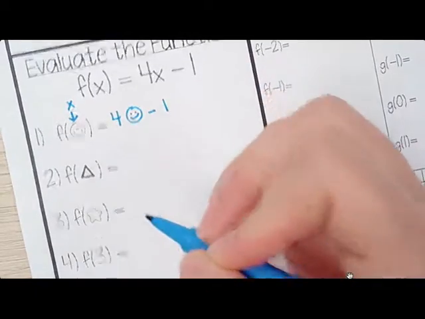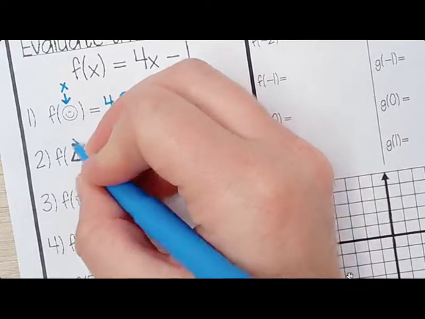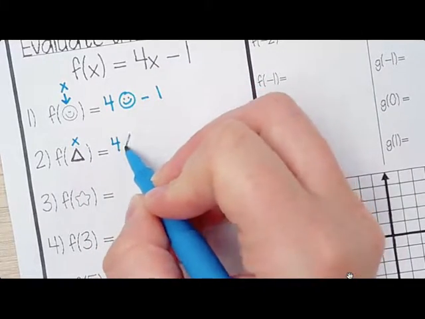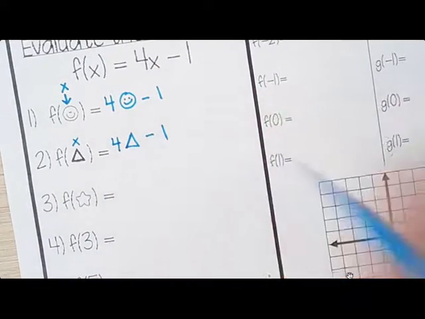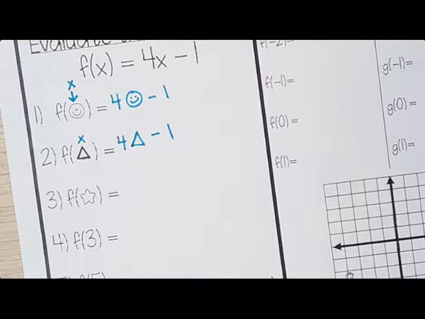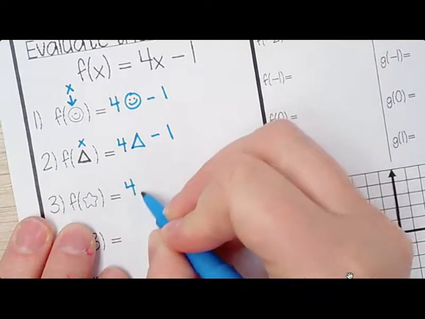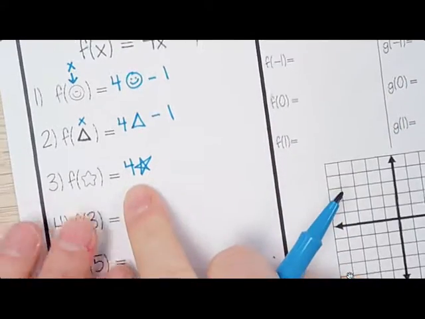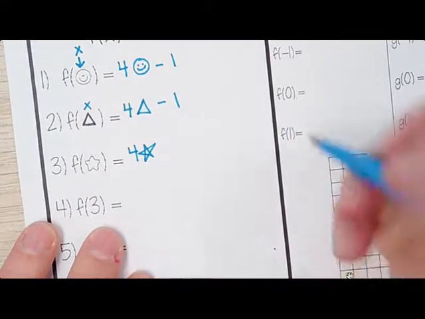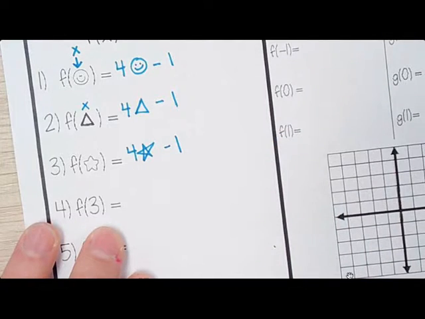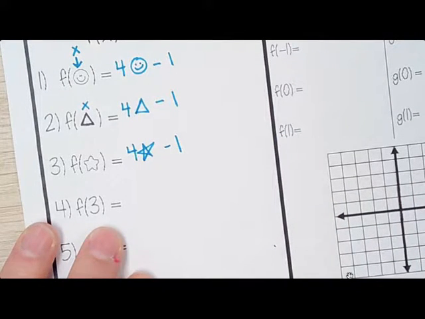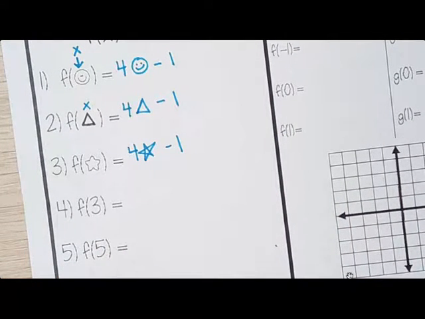Okay, so then the next one we have a triangle to input for x. That's 4 triangle minus 1. So whenever you have an equation, you're just inputting whatever is in that x spot. The next one, we have a star. Or the only star that I can make is one that's all connected like that. Minus 1. So all three of those are just examples on where it goes, where it's being inputted.